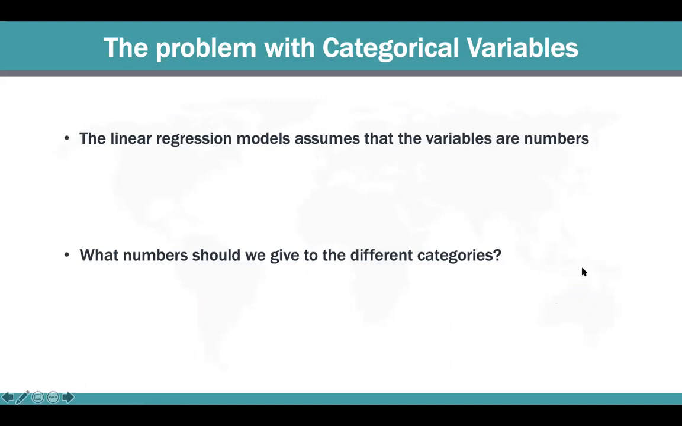But there's a problem with categorical variables. The first thing is that linear regression models assume that variables are numbers. So we have to have a number for those categorical variables. So what numbers should we give to different categories?